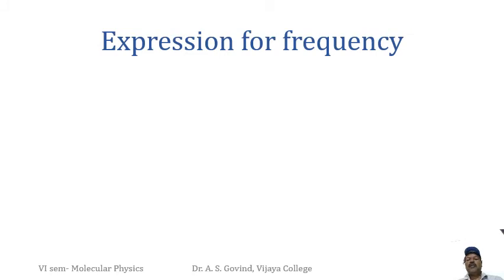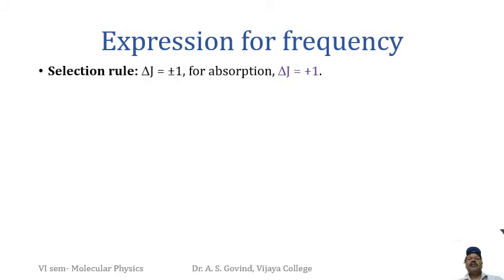We'll calculate now the expression for frequency. The selection rule says delta J, that is change in J, can be 1 increase or 1 decrease, that is the plus or minus 1. For absorption, delta J is plus 1.